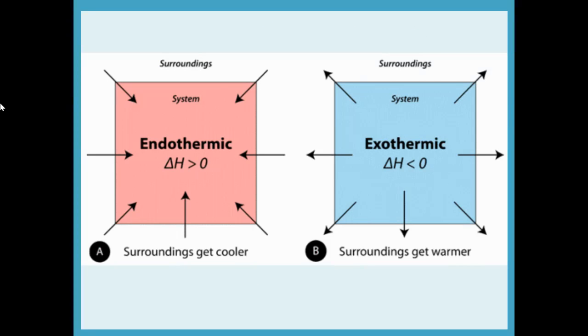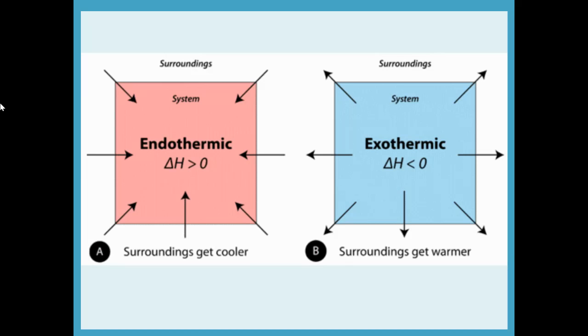So here's a diagram that represents endothermic and exothermic. If it's endothermic, it takes in heat. Quite often people get confused and think because it's taking in heat, the temperature is going to go up. But it's what it does with that heat. It takes that heat from the surroundings and turns it into chemical energy. So the amount of heat energy is going down and the surroundings are going to get cooler because they are losing heat energy.